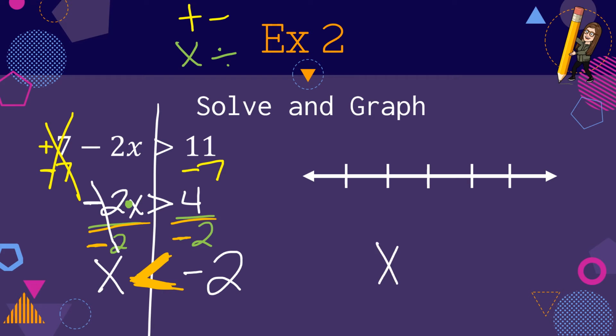The variable's written first. That's good. Let's create our number line. Negative 2 is the number I'm talking about. So I need a number on each side. Our circle on this one is going to remain open because it's just less than. It's less than, so we're going to shade left.